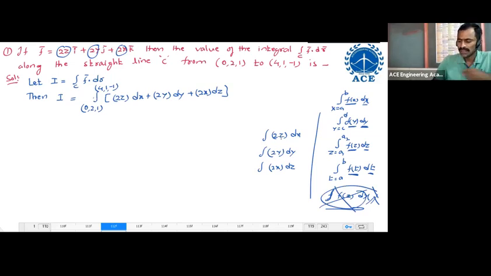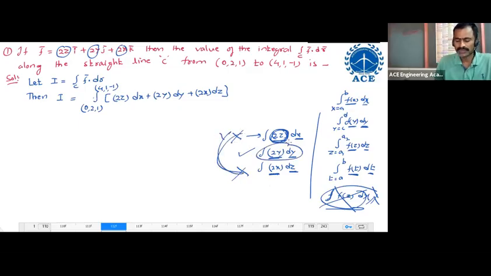Now see the very first integral. Integration is with respect to x, but it is not a function of x only, so we cannot evaluate this. Second one: integration is with respect to y, and it is a function of y, so we can integrate this. Third: integration is with respect to z, but it is a function of x, so it is not integrable. So out of 3 integrals, 2 are not integrable and 1 is integrable. Because of this, the line integral along an arbitrary curve in space cannot be evaluated directly.